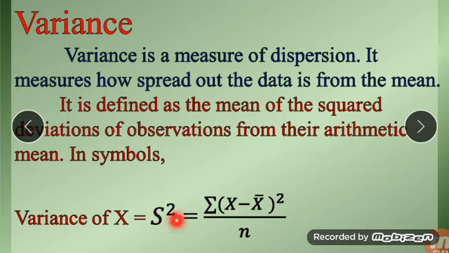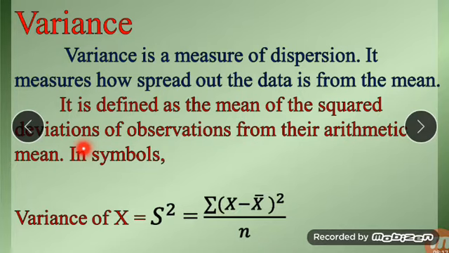Let's better understand this with the help of the formula, or with the help of these symbols, which can be used for the calculation of variance. It is defined as the mean. The word mean is used here. It means average. So average means the sum of the observations divided by the number of observations. So here sum is used and n is used. Therefore the word mean is used.